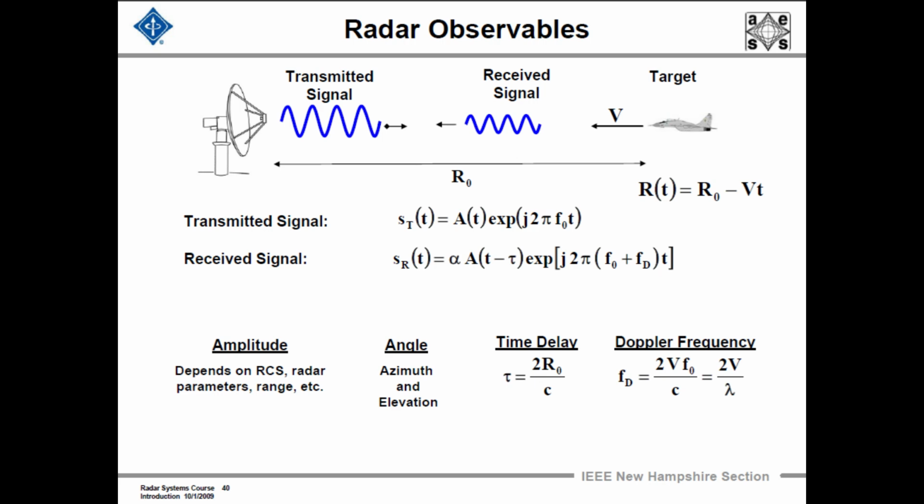Now, let's discuss what a radar observes. We've gone over some of this before. We know that a radar transmits a signal, which is typically represented as an idealized square envelope for one pulse.